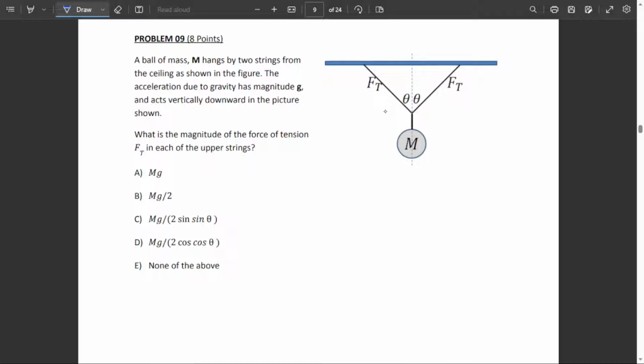Problem 9. A ball of mass m hangs by two strings from the ceiling as shown in the figure. The acceleration due to gravity has magnitude g and acts vertically downward in the picture shown. What is the magnitude of the force of tension F t in each of the upper strings?